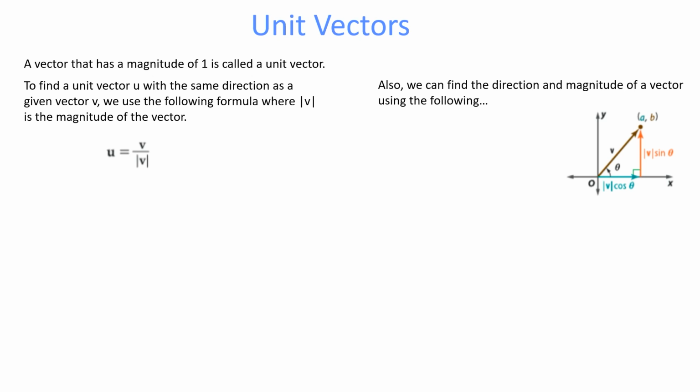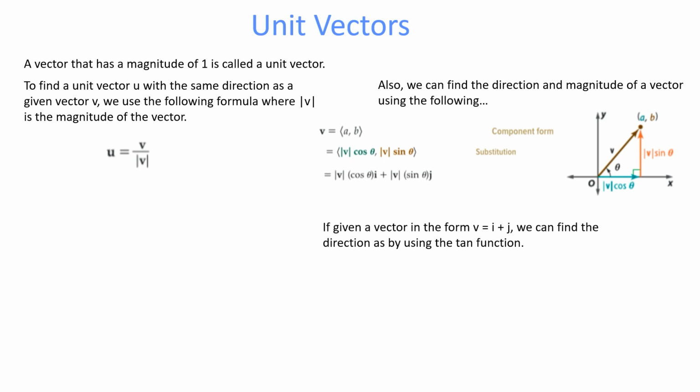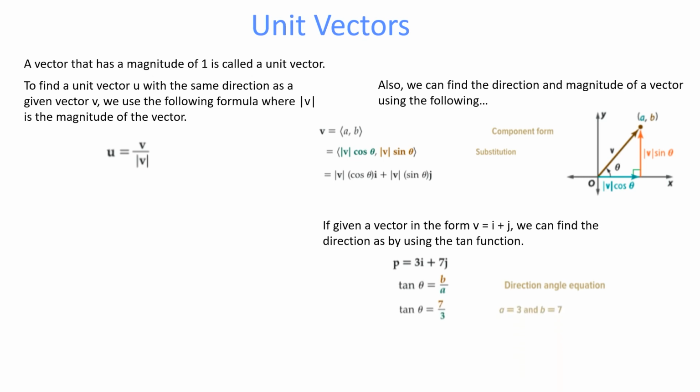We can find the direction and the magnitude of a vector using the following. The x component is the magnitude of v cos theta, and the y component is the magnitude of v sin theta, as shown in this diagram on the right. If a given vector is in the form v equals i plus j, we can find the direction using the tan function as shown in these steps. We would do tan theta equals 7 over 3, and then take the inverse and get theta equals 66.8.